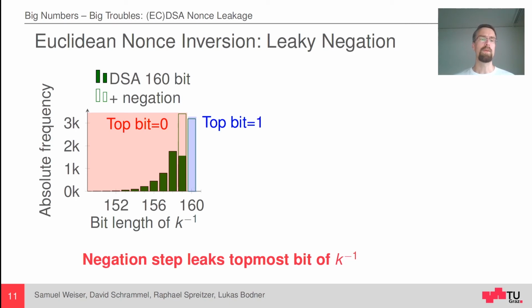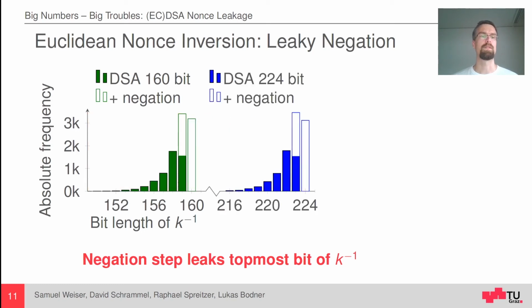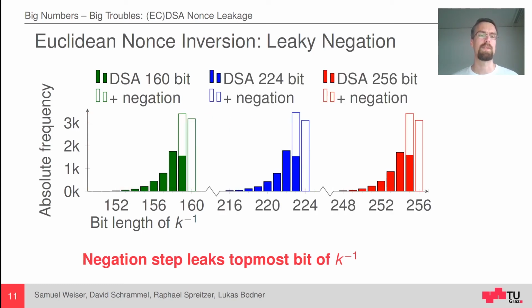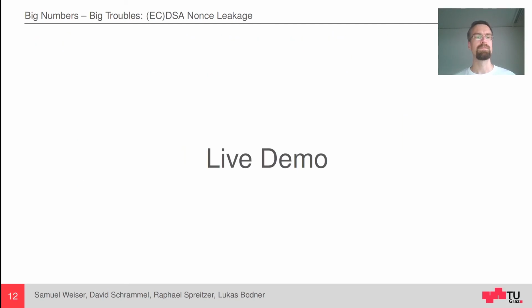So, by probing with, for example, a flush and reload attack, this negation step, we can leak the topmost bit of the inverse nonce. And this also applies to other parameter sets. For example, 224 bits or 256 bits. And in this case, we cannot mount a lattice attack, but a so-called Bleichenbacher attack, since we only leak very few bits, 1 bit in this case.